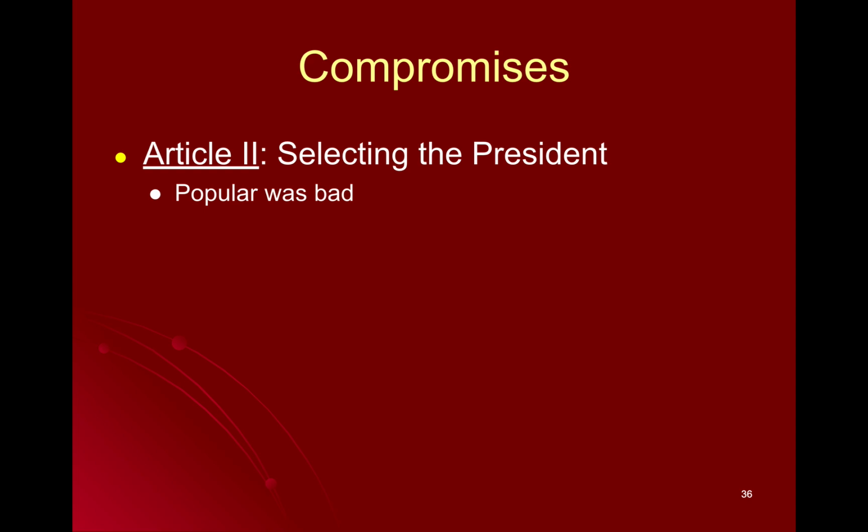So the first and most obvious way is we'll have an election, and based on the popular vote, somebody will win. The elites at the Constitutional Convention do not trust the average citizens to vote properly for president.